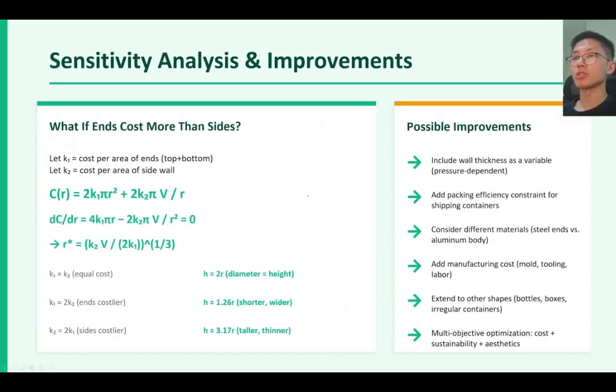Our sensitivity analysis shows that the optimal shape changes when material costs change. If the ends are more expensive, the can becomes shorter and wider. If the side is more expensive, it becomes taller and thinner. We can also improve the model by considering wall thickness, different materials, and manufacturing costs.